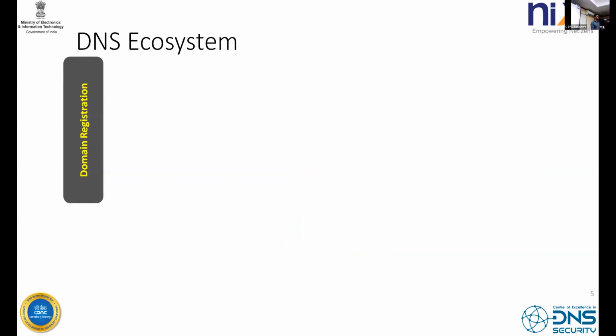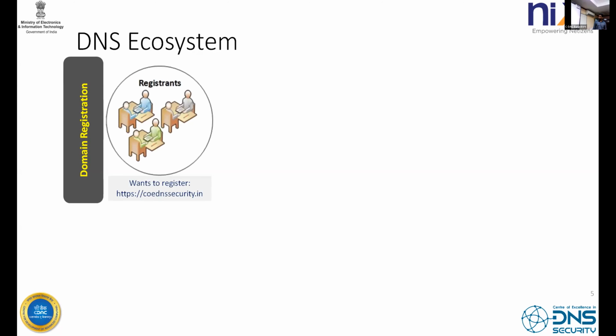First is the domain registration. Let's say that we don't have a portal coidnssecurity.in registered in the DNS ecosystem. How do we get that registered and make it available on the internet? That is the first step. So I want to register the domain name coidnssecurity.in. In the registration process, I am the registrant, and I want to register my domain name coidnssecurity.in.